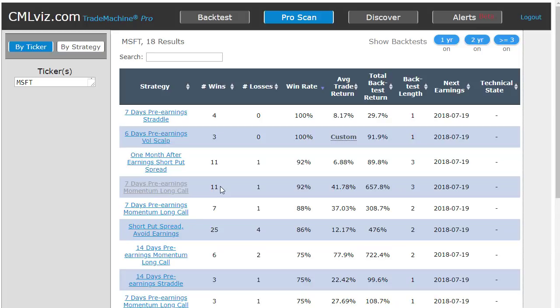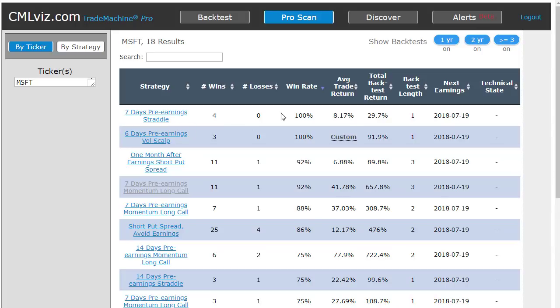I know a lot of times another way to trade earnings is to sell an iron condor around the earnings, the day before earnings, and then the day after you hope that the stock stays in between that range and you get a volatility crush. So this is not that. This is trading a volatility increase, and obviously to the long side because we're buying a call.